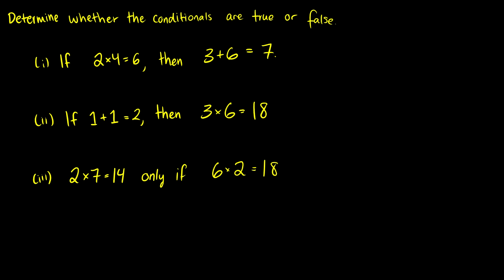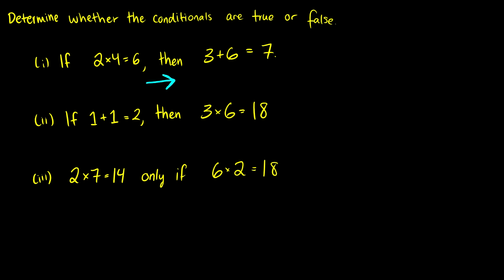In this video, we're going to do some practice problems with conditionals. So for the first question, we need to determine if the conditionals are true or false. So for the first one, we have if 2 times 4 is equal to 6, then 3 plus 6 is equal to 7. So let's write the conditional with truth values.